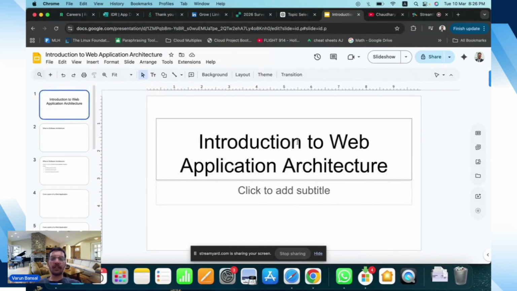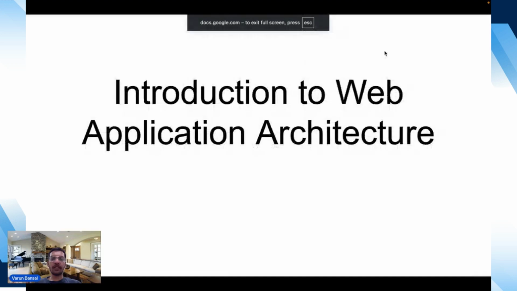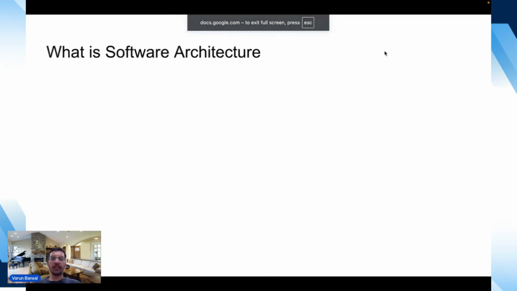And today we are going to discuss an introduction to web application architecture, and scratch the surface of the topic. So moving to the first question: what exactly is software architecture?